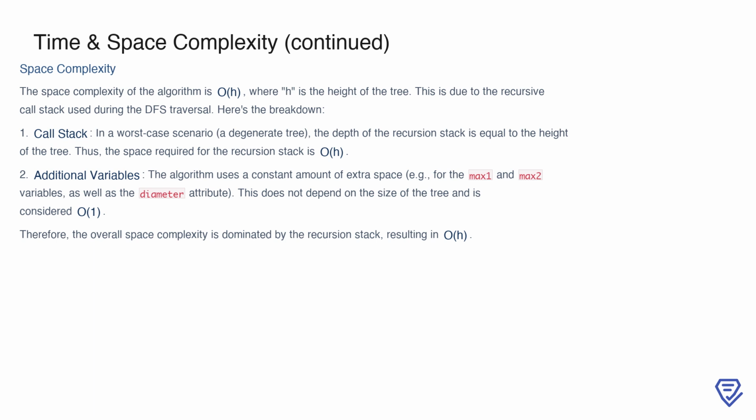Additionally, the algorithm uses a constant amount of extra space for variables like max1, max2, and the diameter attribute. Since these variables do not scale with the size of the tree, they contribute only O(1) to the overall space complexity. Therefore, the total space complexity is dominated by the recursion stack, making it O(h).